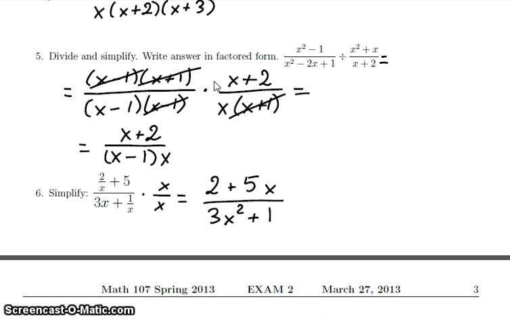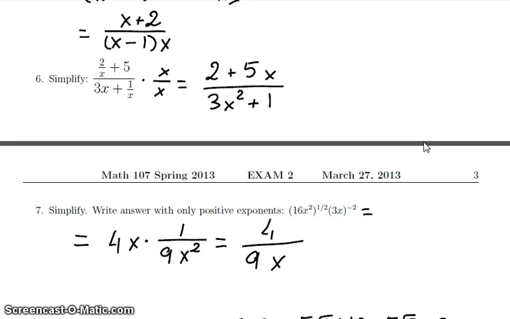And then once you have multiplication here, you simplify any numerator with any denominator. So you have x minus 1, x minus 1, x plus 1, x plus 1. And what's left is x plus 2 times 1 divided by x minus 1 times x. That's your answer. Problem 6.